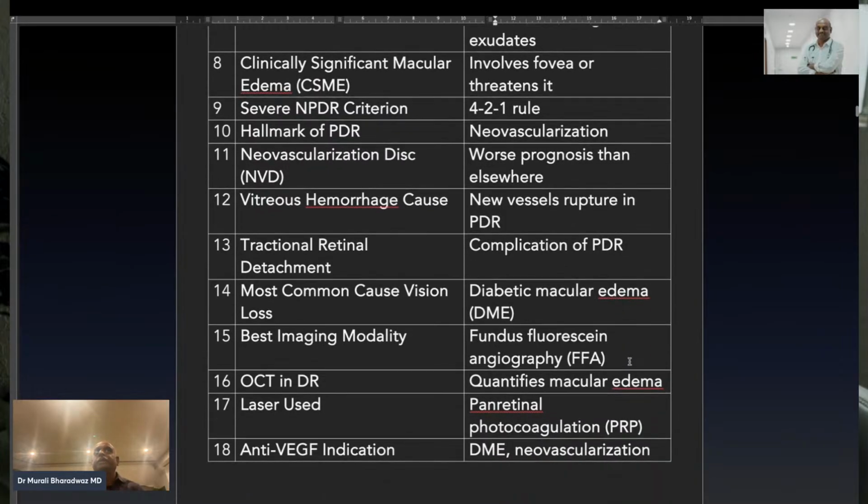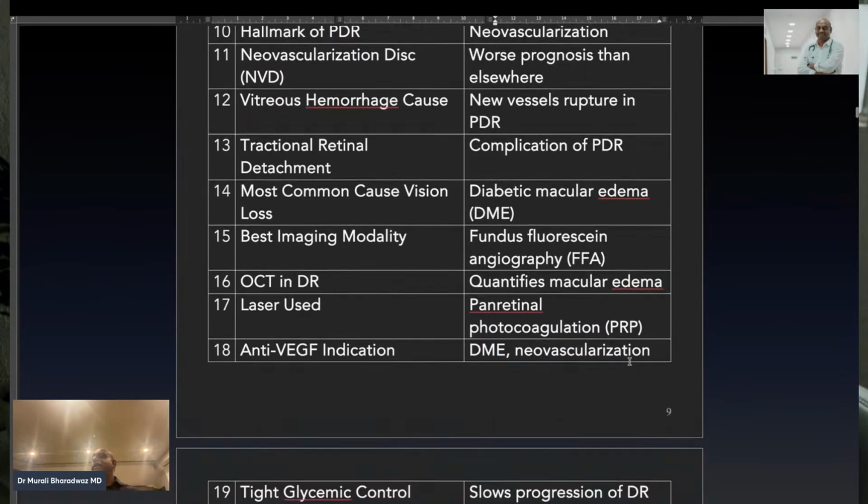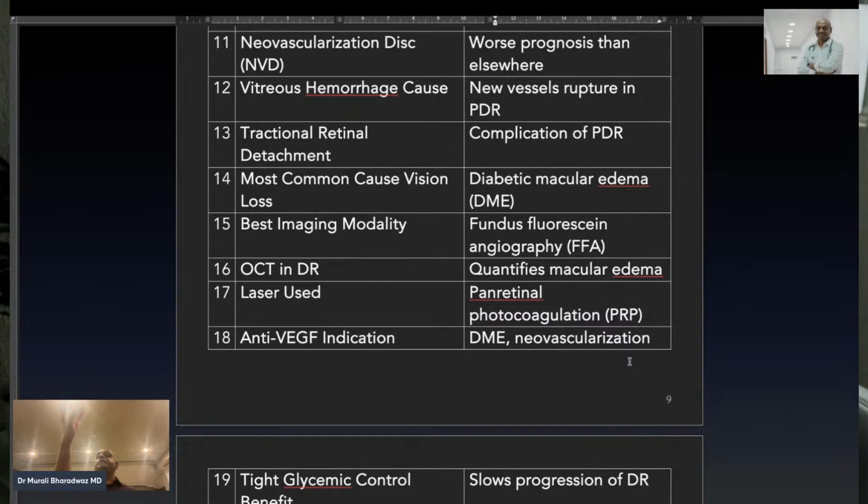Now, typically, when there is neovascularization, it undergoes bleeding into the vitreous. Over a period of time, the vitreous will develop fibrosis. And what is behind the vitreous? The retina. And it will grab the retina and pull on it. This is called tractional retinal detachment, typically seen in PDR.